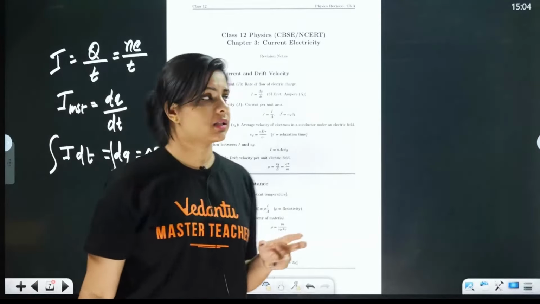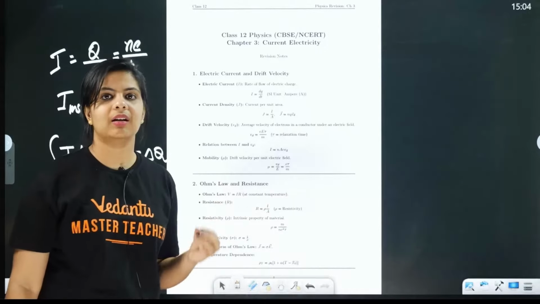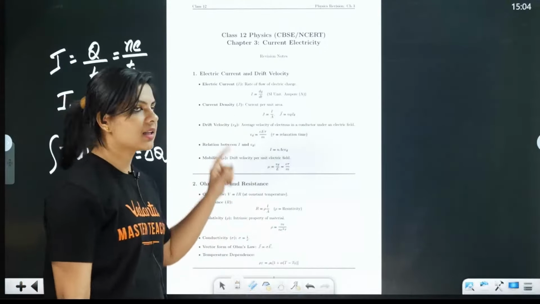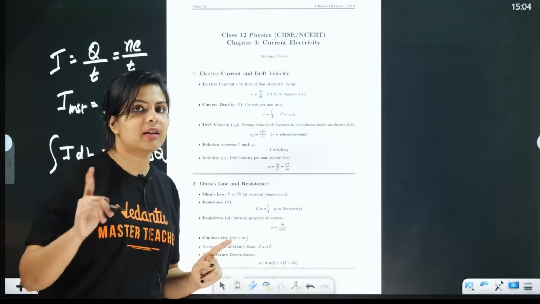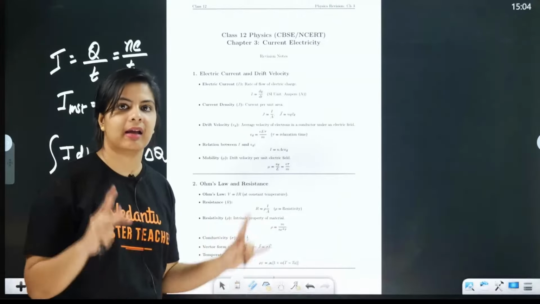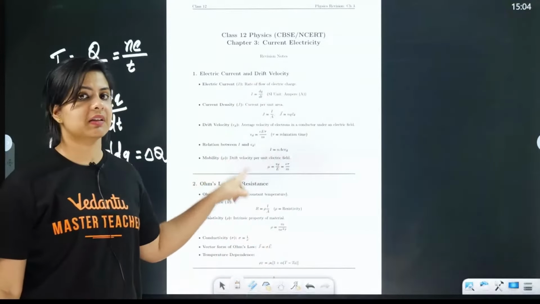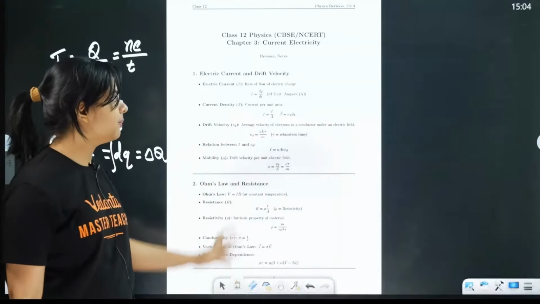Next we are going for current density. Current density is another term: the current per unit area. Current density is a vector quantity, but current is a scalar quantity. Why is current considered a scalar quantity? It does not obey vector algebra, so it is considered a scalar. But current density has a direction, the same as the direction of the area vector. So it is I by A.